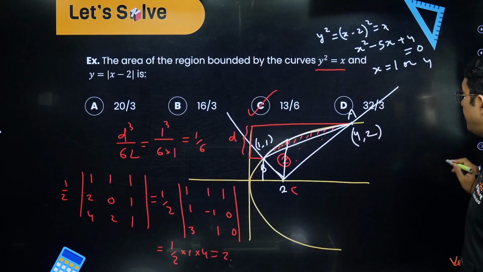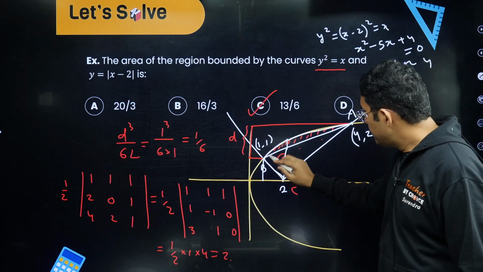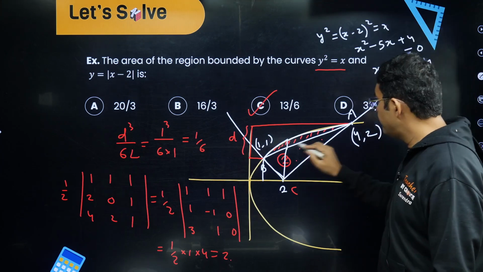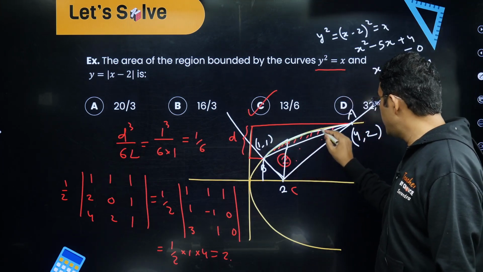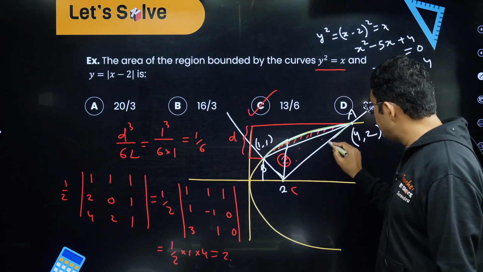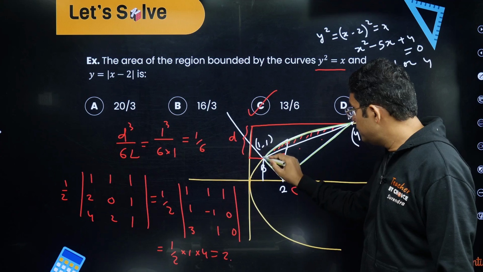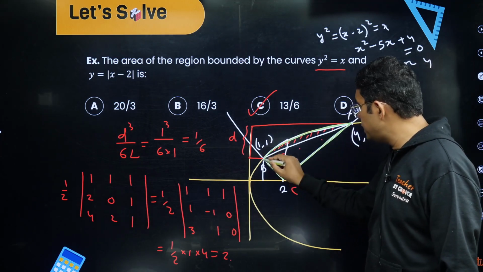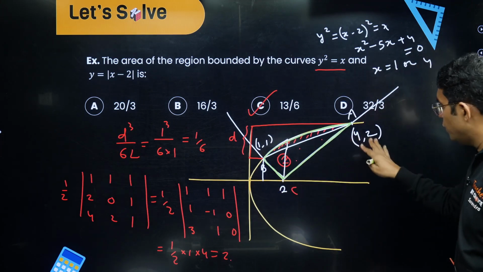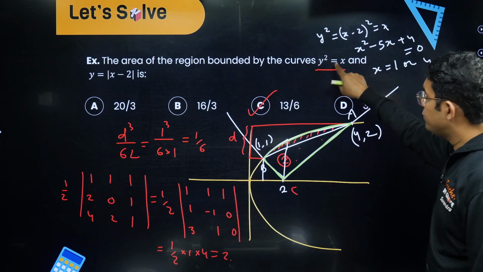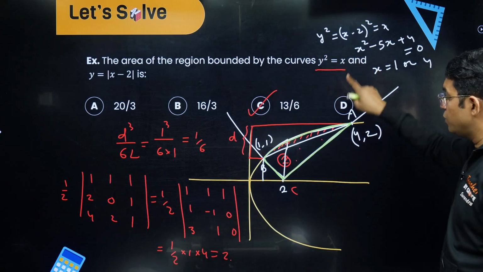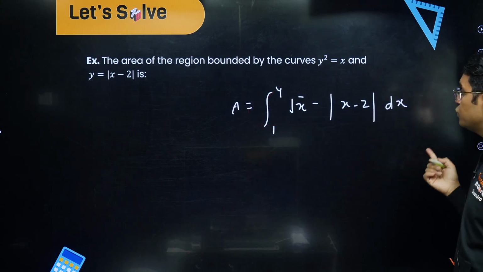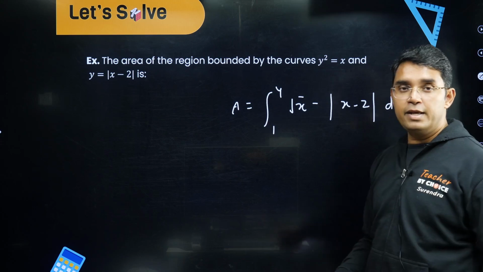Please check it once again. In this portion which we are looking for, the above graph is this one, that is the parabola, and the below is this one, that is given by the mod. This is the area which we are looking for. If we want to do it by integration, it will be 1 to 4, where the graph of the parabola is given by y equal to under root x, and here y equal to mod x minus 2. So just do the integration of this, we will get the result.